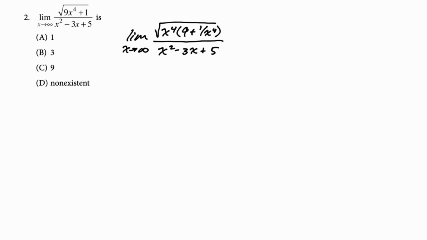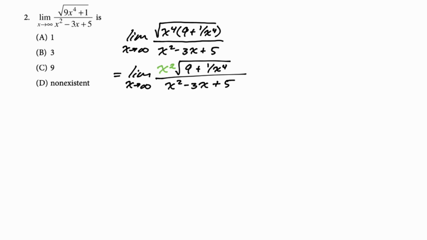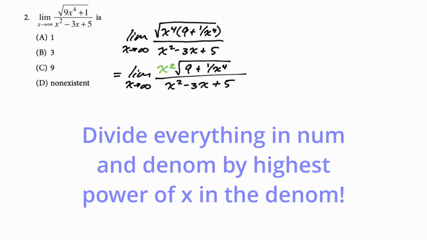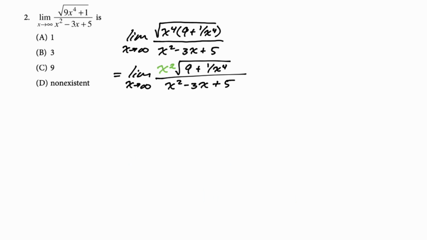So we'll end up here. Limit as x approaches infinity, square root of, I've taken x to the fourth out, so I have x to the fourth quantity, 9 plus 1 over x to the fourth, and then all over the original denominator. Next step, square root of x to the fourth is x squared. That's all I'm going to do. The next step, divide everything I see by x squared, which is the highest power of x in the denominator. So highest power of x in the denominator, let's reduce everything by that.